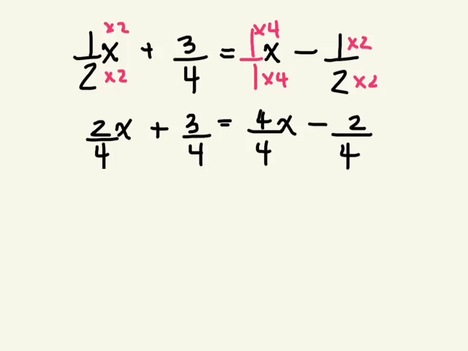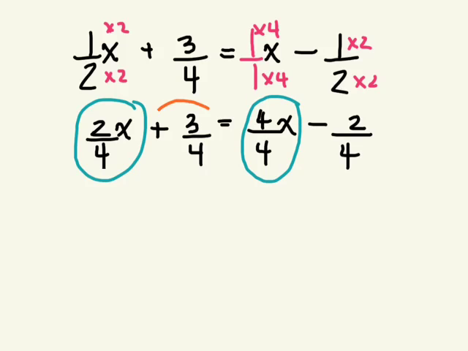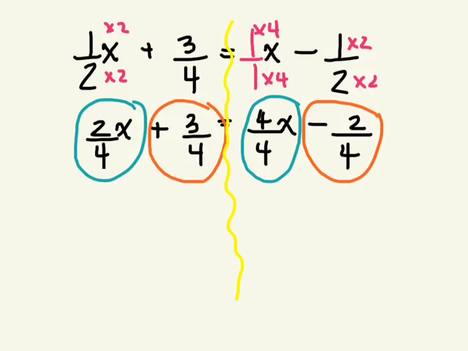Okay, one thing we can do next, one way you can solve this, like I said, there's many ways you can solve this, but we can look for like terms. 2 over 4x and 4 over 4x are like terms. Positive 3 over 4 and negative 2 over 4 are like terms, right? We want to combine our like terms. Don't forget that we have a left side and a right side of this equation.